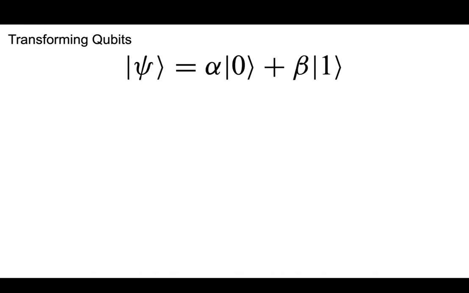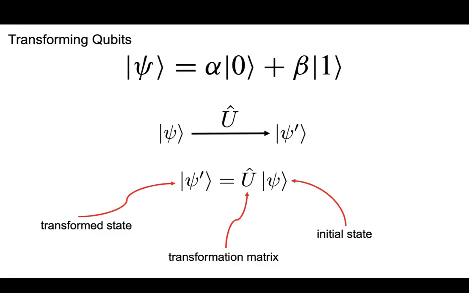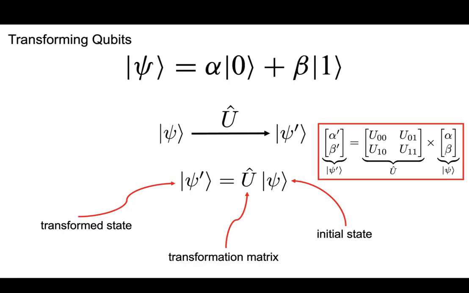Here we have the general state for one qubit, labeled ket psi. A unitary transformation of ket psi, represented by U with a hat, transforms it to ket psi prime. This is the equation that represents this transformation. In terms of matrices, it can be viewed that way. So U is represented by a 2 by 2 matrix.